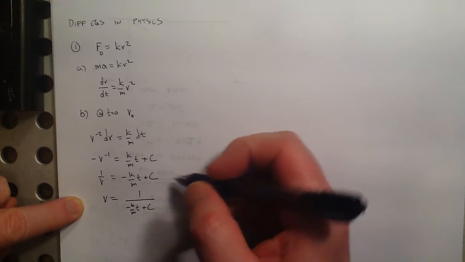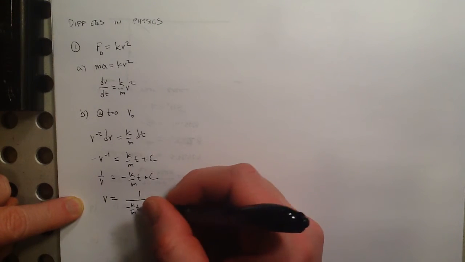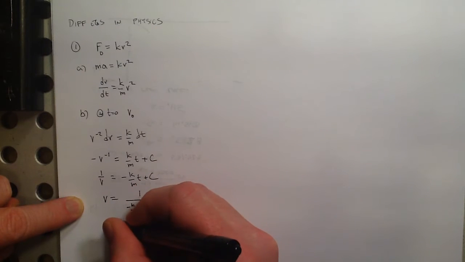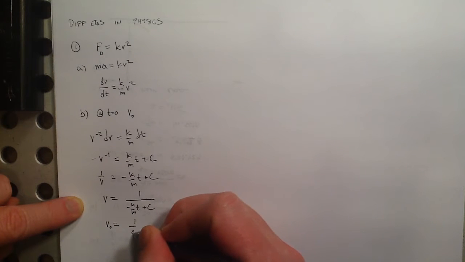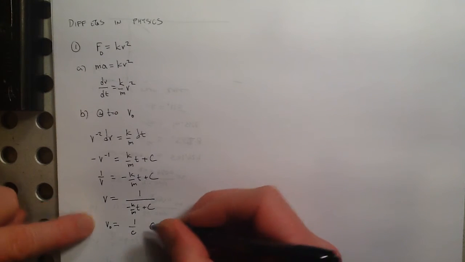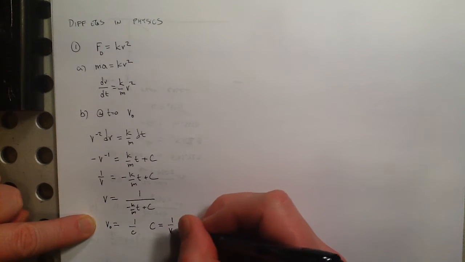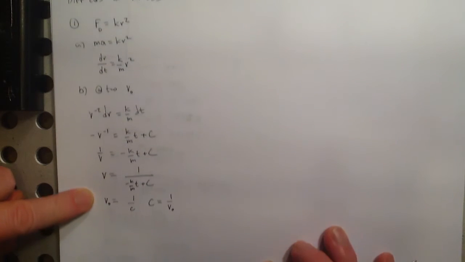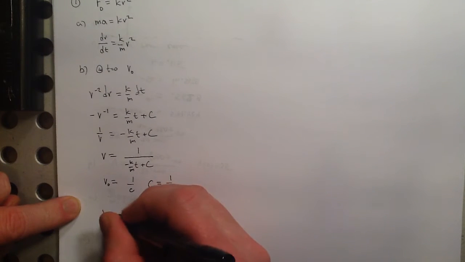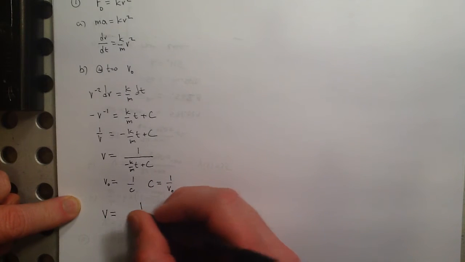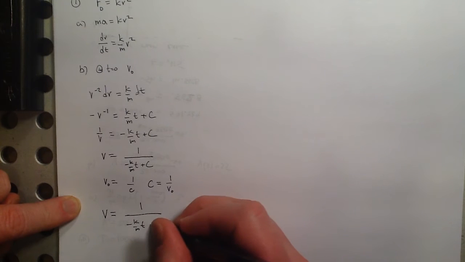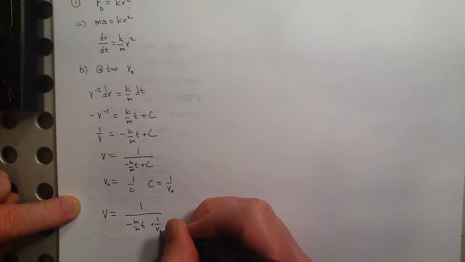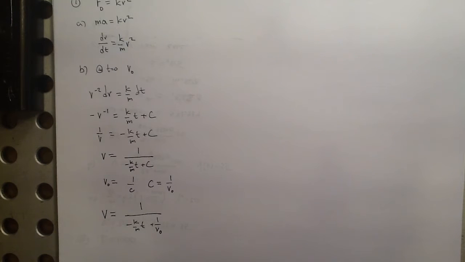And then I know that at time 0, when t is equal to 0, this is v sub 0. That whole thing would be 1 over 0 plus c. So that means c is equal to 1 over v sub 0. And that means my solution, finally, is v is equal to 1 over minus k over m t plus 1 over v sub 0. That is the solution.